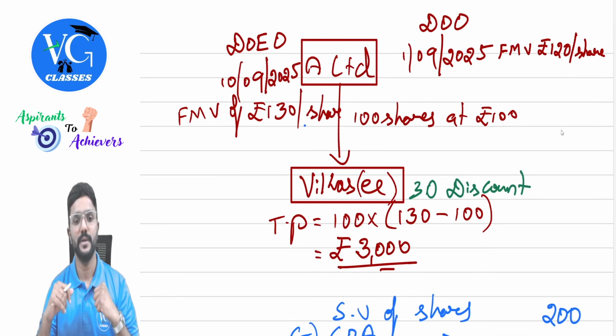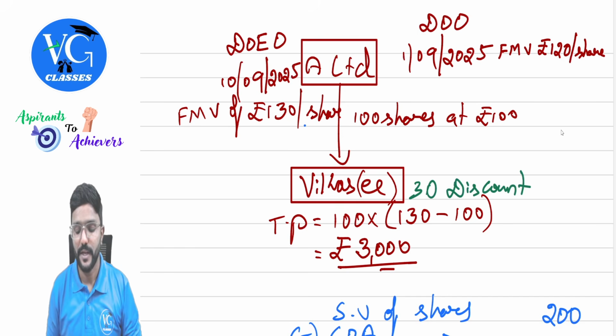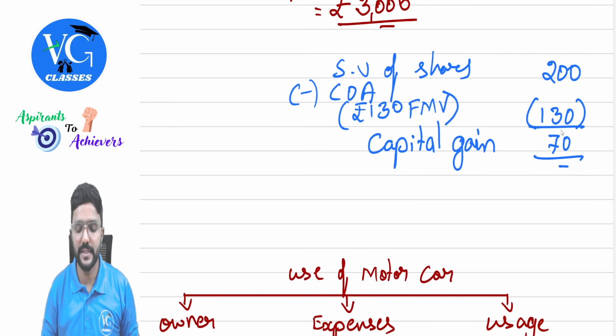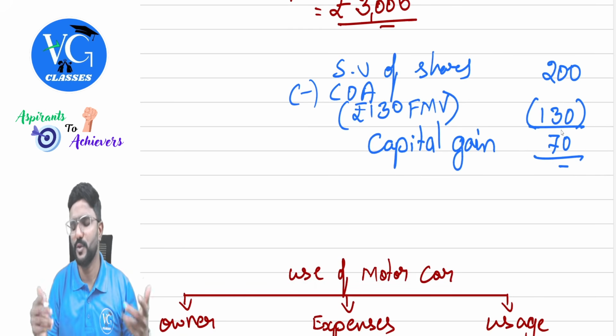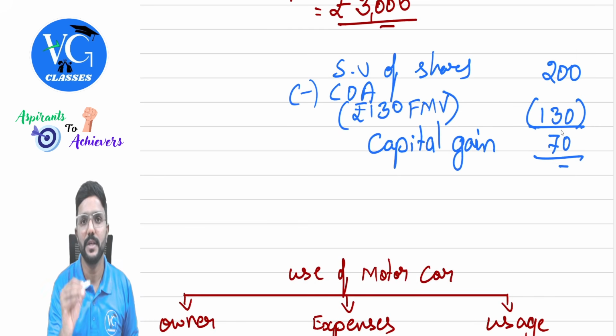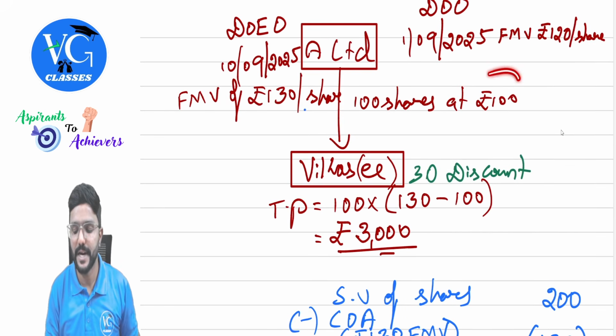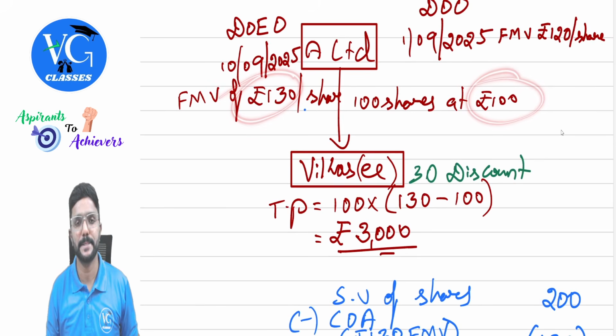Got it? Tomorrow, after holding it for certain months or certain years, if Vikas sells these shares, we need to compute capital gains income. And to compute capital gains income, from the sale value of the shares, assume 200 rupees is the sale value per share, we need to reduce the cost of acquisition. What would be the cost of acquisition? Is it 100 rupees or 130 rupees, guys?